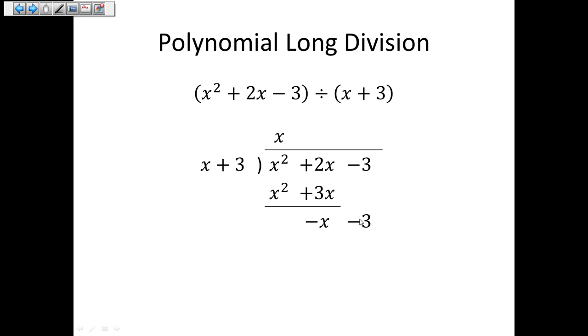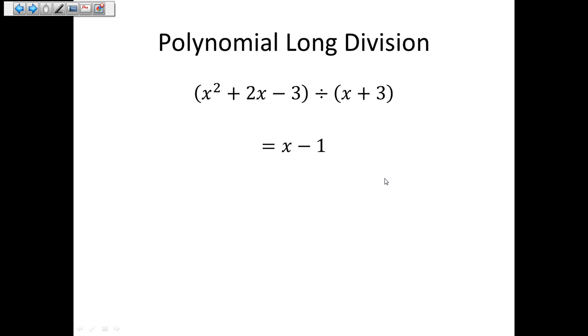Drop this term down, minus 3, and now I'll take this term and divide it by x. So negative x divided by x is negative 1. Multiply by the binomial in front, I get negative x minus 3, and this time when I subtract, negative x minus negative x always cancels, but also notice negative 3 minus a negative 3 gives me 0. Now, obviously I'm going to stop because I'm out of numbers. There's a more technical reason to stop, which we'll talk about in another example.